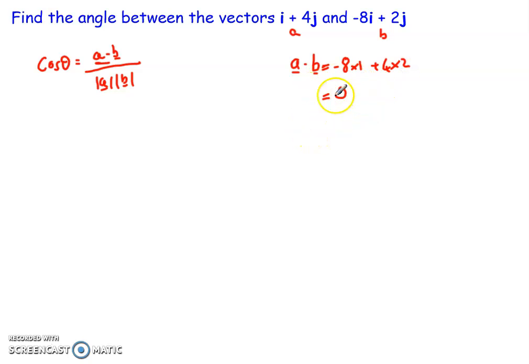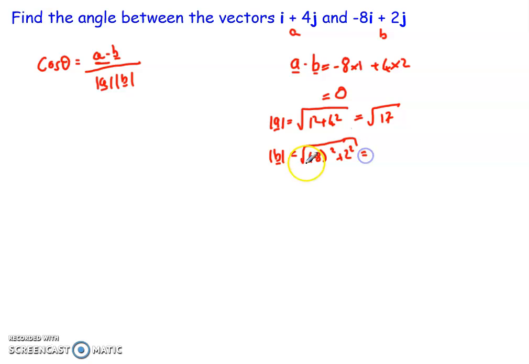Now I could say the angle straight away from this, but I want to get the magnitude of A and B and just confirm that it's going to be that case. So the magnitude of A is going to equal the square root of 1 squared plus 4 squared, which in this case is the square root of 17. Magnitude of B is going to equal the square root of negative 8 squared plus 2 squared. 8 8s are 64, plus 4, that gives me the square root of 68.